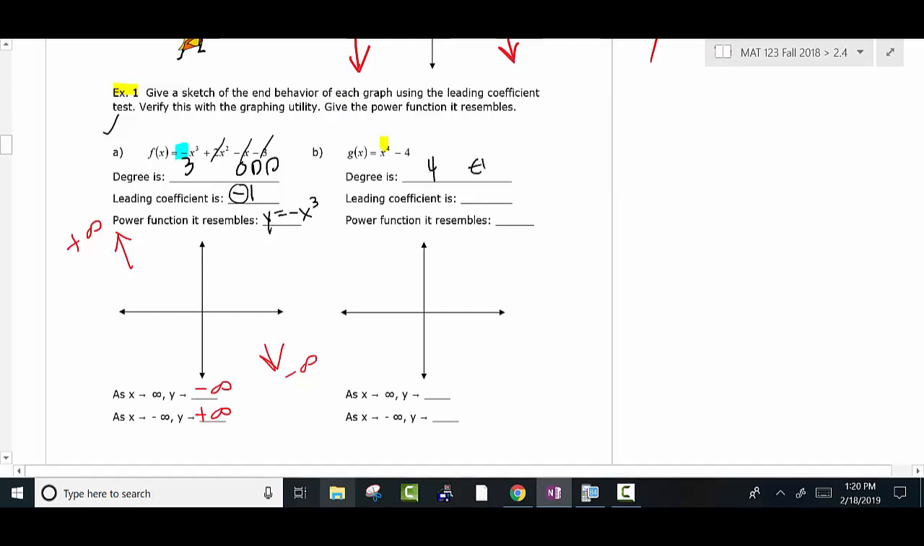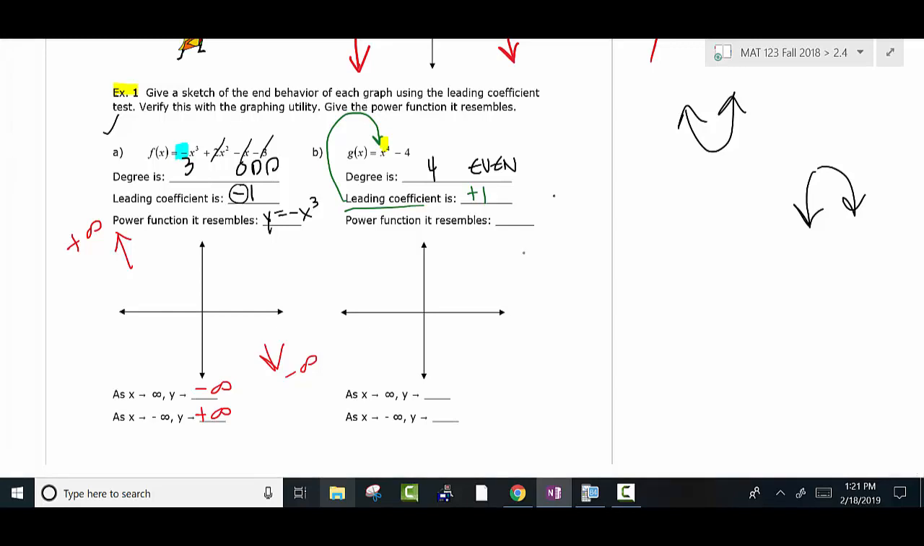This is an even degree, so that's going to tell you that the graph is either going to go like this or it's going to go like that. We just got to distinguish between the two. That's all we care about. The leading coefficient is the number in front of that x to the fourth, so that's a +1. Since it's positive, which one is it? Opening up or opening down? Opening up. Okay, that's how that goes then.